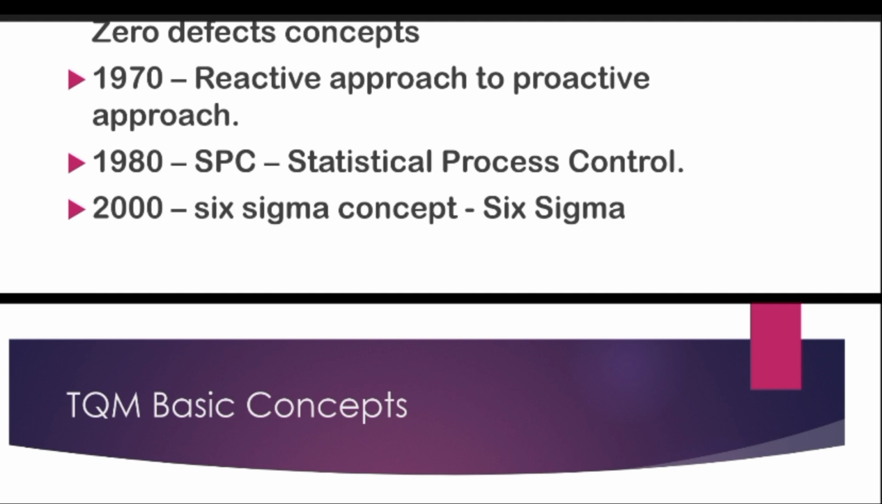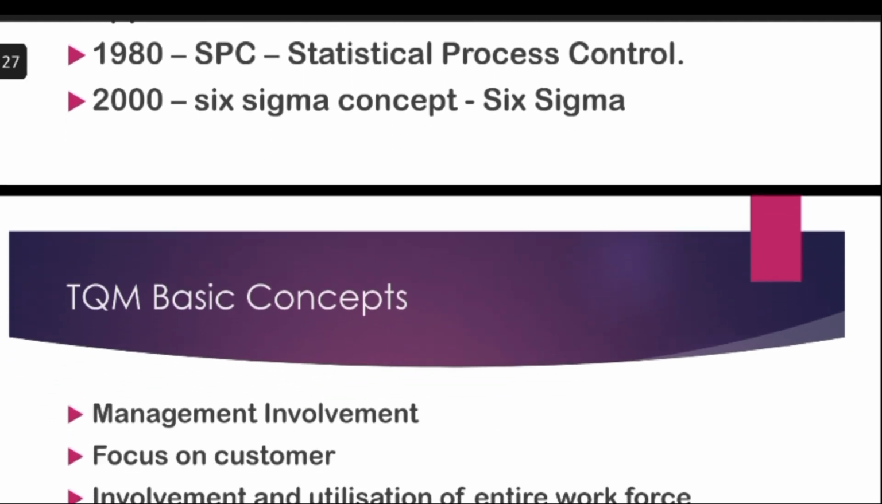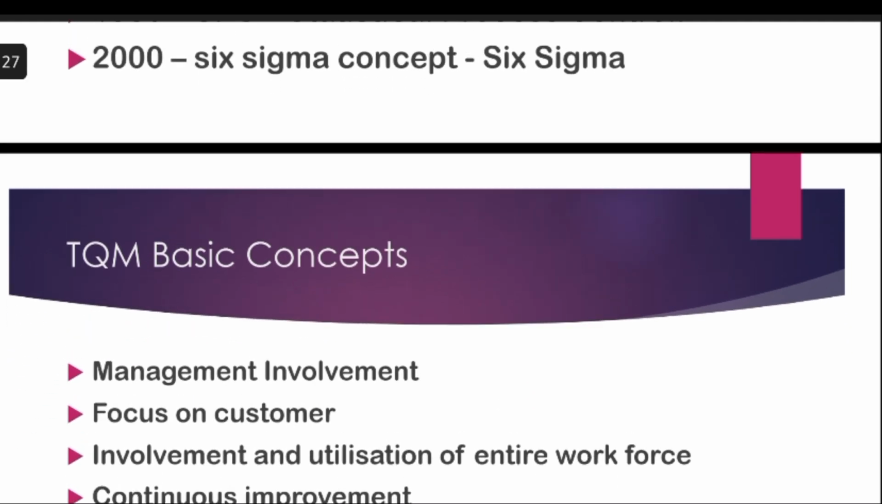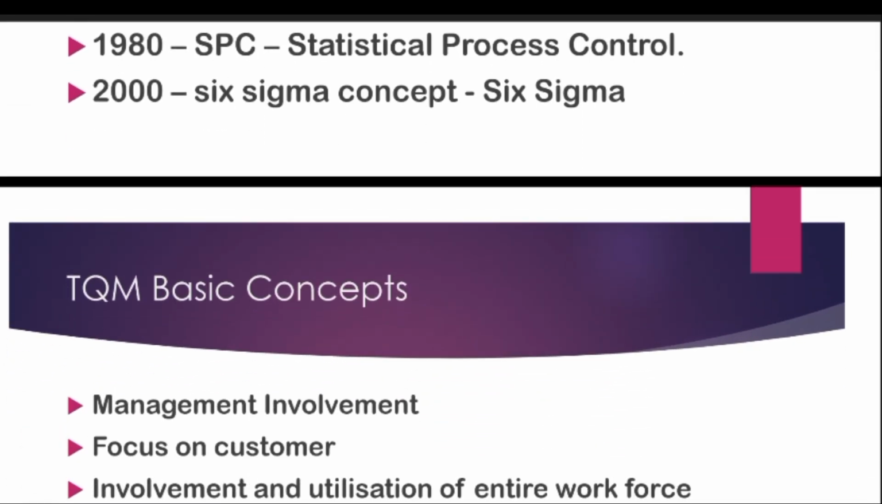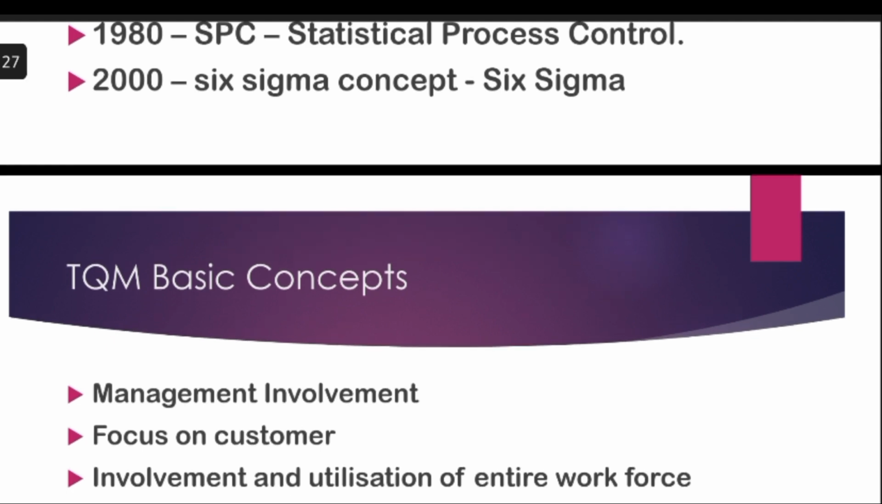Next, we are going to discuss the basic concepts of TQM. The first concept is management involvement. The main objective of including management involvement in TQM is that if we are proposing any rules or any innovative idea, it should be approved by the management, and it should be implemented in an organization.